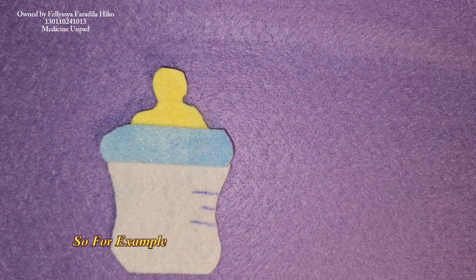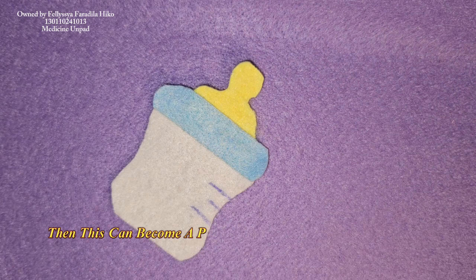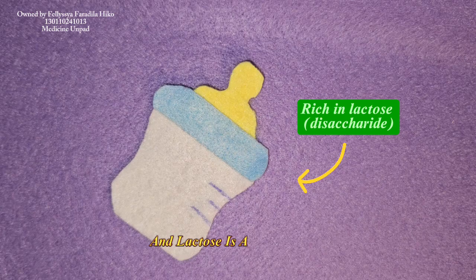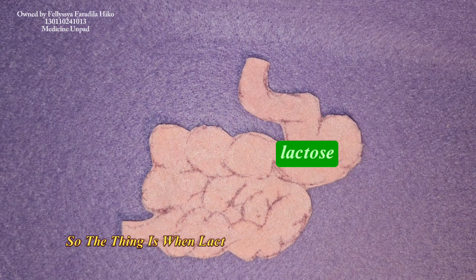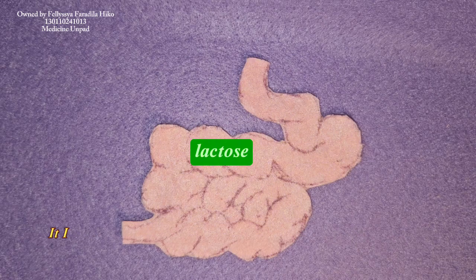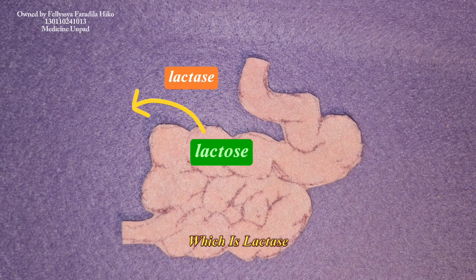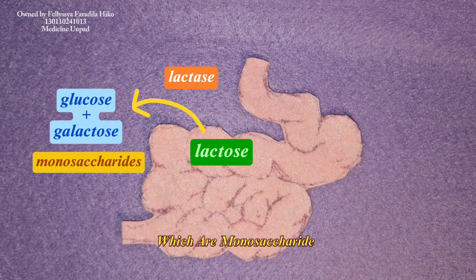So for example, if a child were to drink formula milk, then this can become a problem because formula milk is rich in lactose, and lactose is a disaccharide. So the thing is, when lactose reaches the small intestine, it is supposed to be broken down by one of the brush border enzymes, which is lactase. Lactase helps break down lactose into glucose and galactose, which are monosaccharides, and monosaccharides help with absorption.